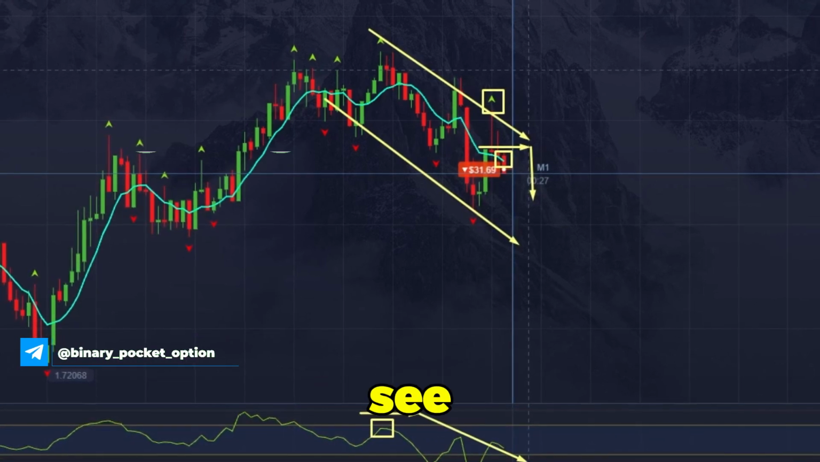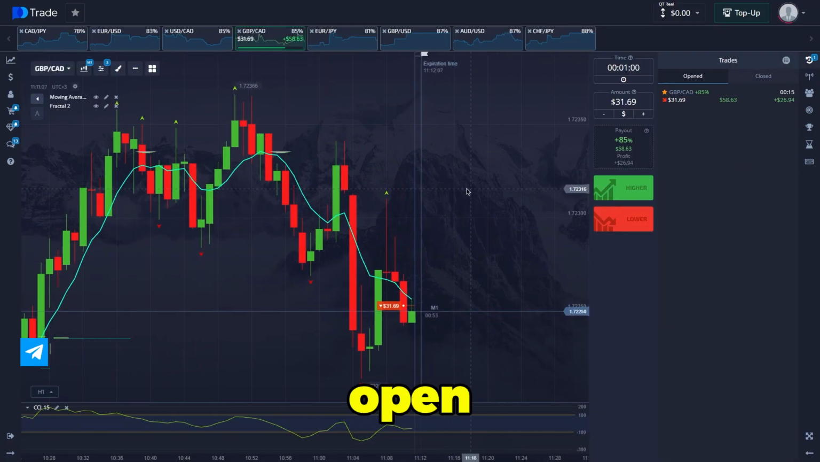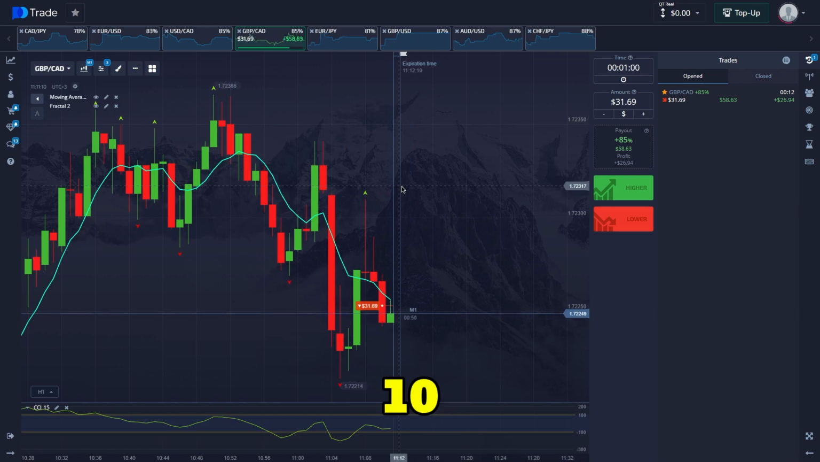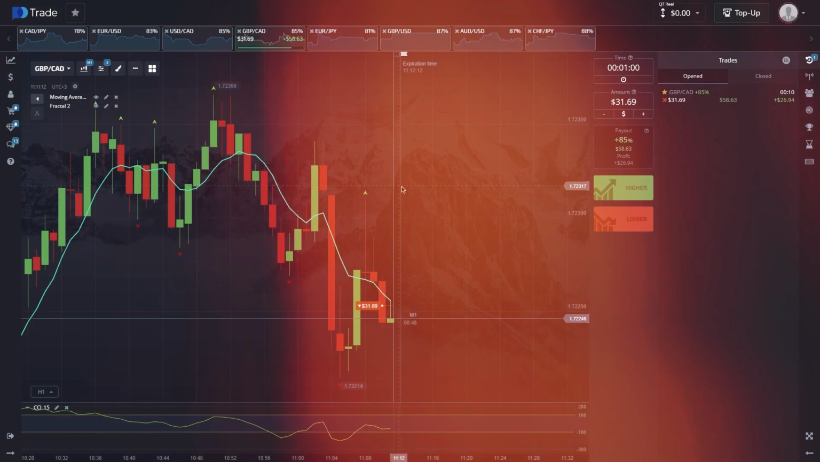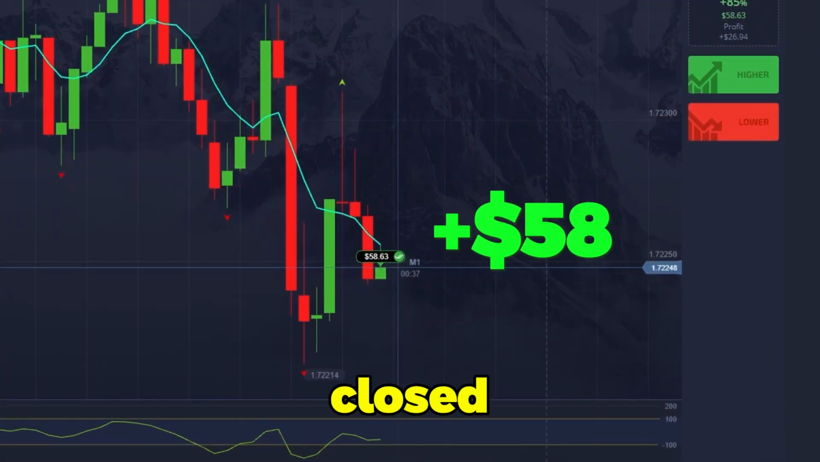And we also see the downward dynamics of our oscillator. So in this case, it is better to open a trade down here. There is a little more than 10 seconds left. Let's watch the result. And the first deal is easily closed in A+.